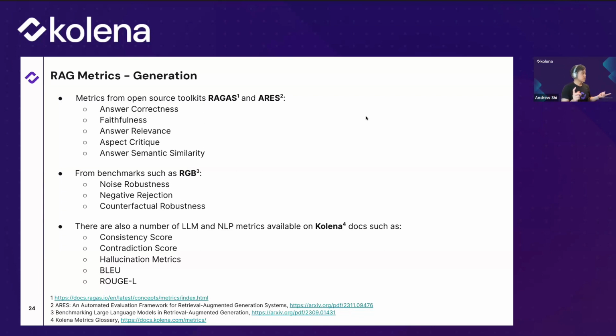One is answer correctness, just how the answer generated by the system compares to the ground truth answer, both in terms of semantic similarity as well as factual similarity. So does it answer the question in the way that I want it to? Faithfulness, which is how well the answer matches the provided context from the retriever. So does it actually use the information that it's given? Well, answer relevance. How well does this answer the question of the prompt, even regardless of whether or not it's correct or not. Aspect critique, which is like behavioral checks.